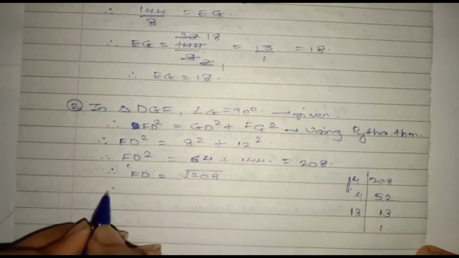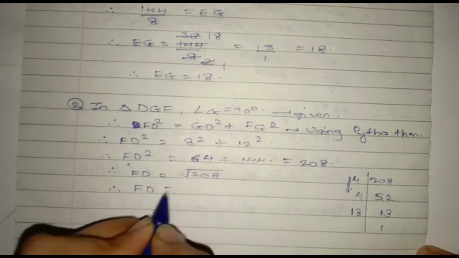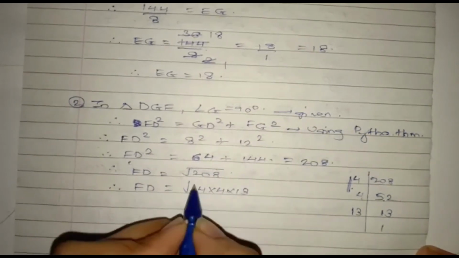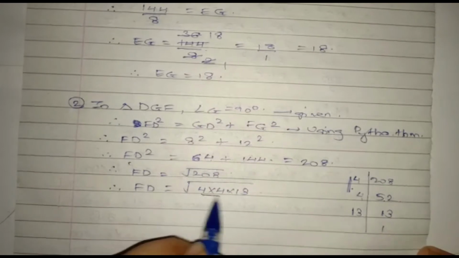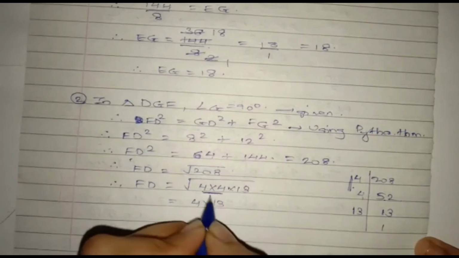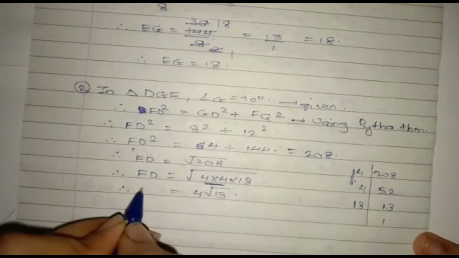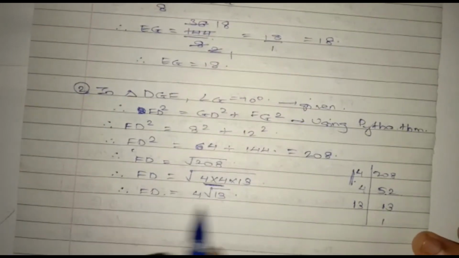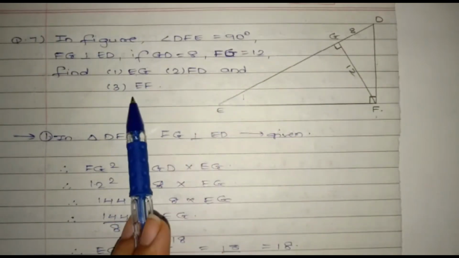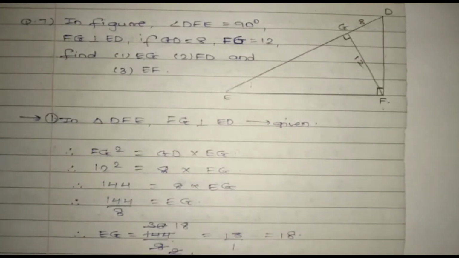Okay, here therefore FD is equal to root of 4 into 4 into 13. Since this 4 is multiplied twice, I can take it out as 4 root 13. Therefore FD is equal to 4 root 13. We have found out FD. Now we have to find out EF. Okay, I'll solve it on next page.